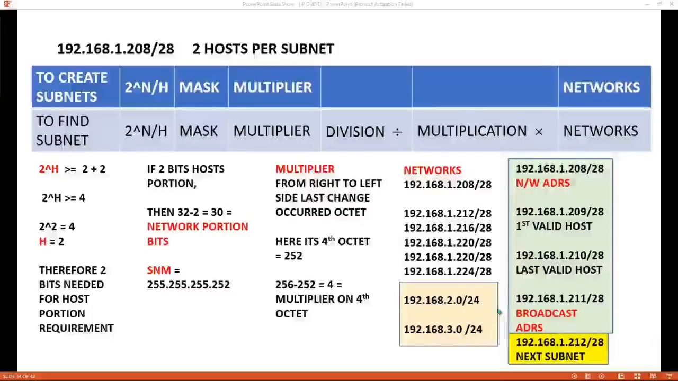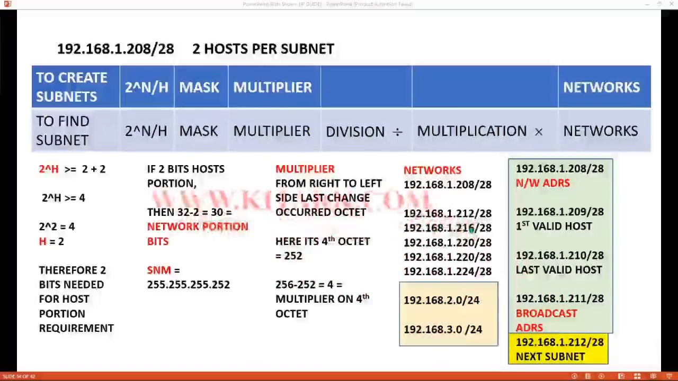I am not repeating it again and again. You can simply understand this, right? So likewise I can write the 208 network for my 2 hosts per subnet requirement. Okay, and after that I have enough networks again. If I need anything, I can use 192.168.1.212 or 216 or 220. All these are subnets. But since I don't have any requirement for this, I can just simply keep it for later usage.